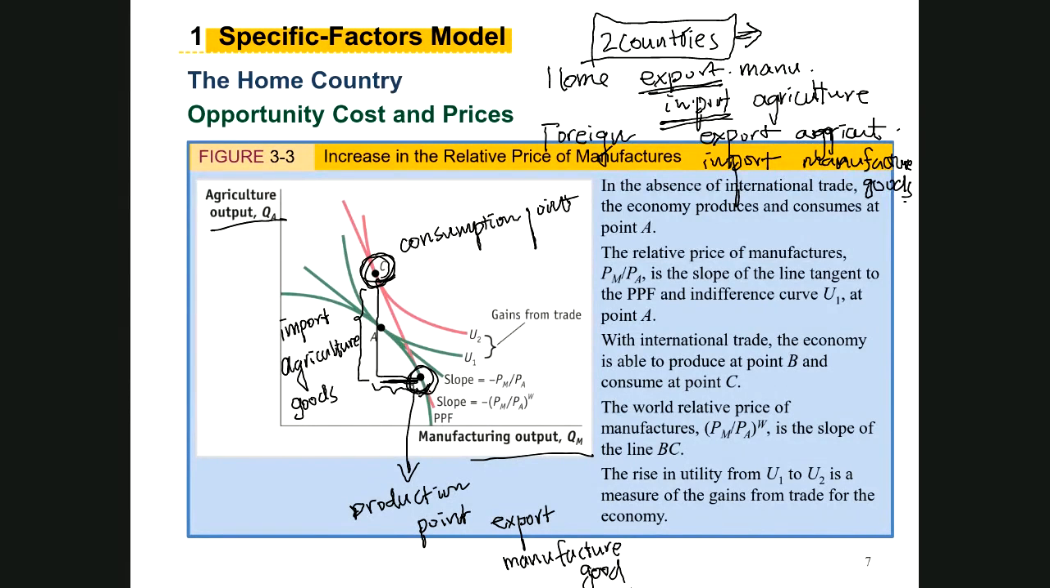Let's stare at this diagram a little bit longer. What else do we find that's a difference from the Ricardian model? So remember that in the Ricardian model, the production frontier is a straight line.